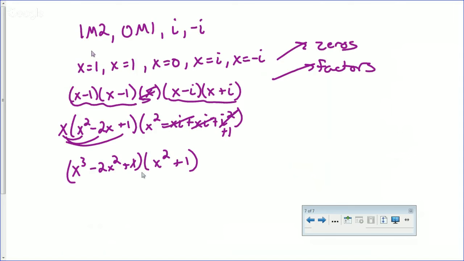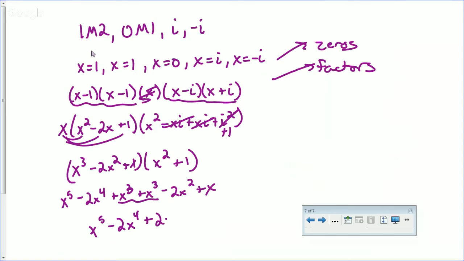Then you have a little bit more multiplication to do. So we'll have x to the 5th minus 2x to the 4th plus x to the 3rd, plus x to the 3rd minus 2x squared plus x. So just combine these two right there. x to the 5th minus 2x to the 4th plus 2x to the 3rd minus 2x squared plus x.